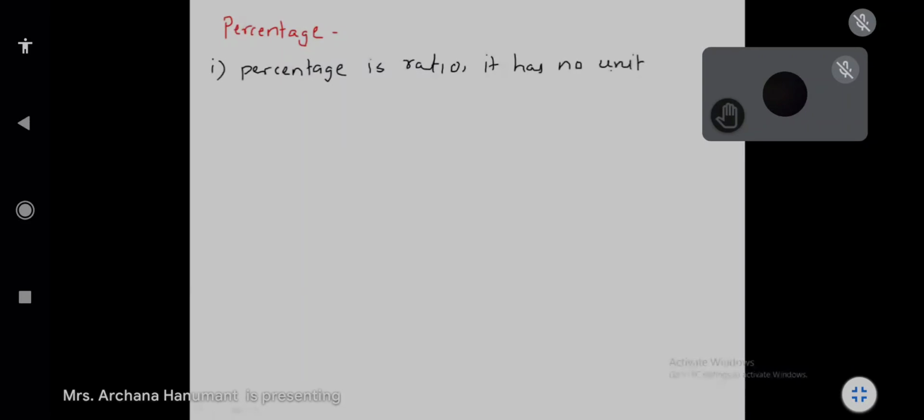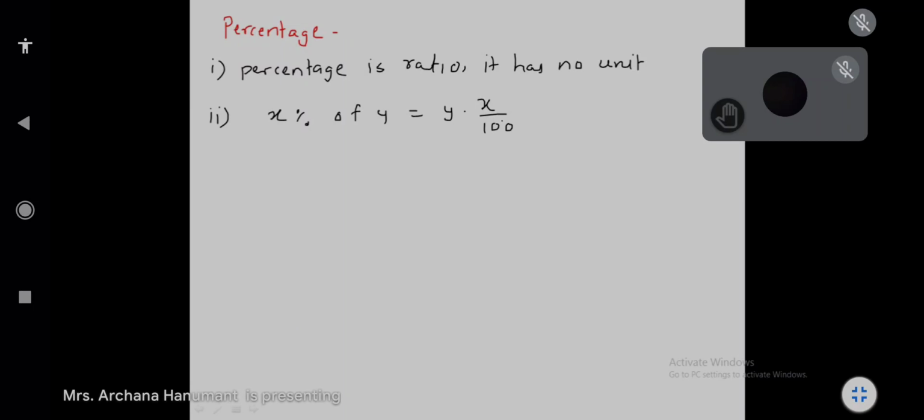Okay. Second one, how to find x% of y. It's very simple. X% of y is equal to y into x divided by 100. Okay, percent means divided by 100.